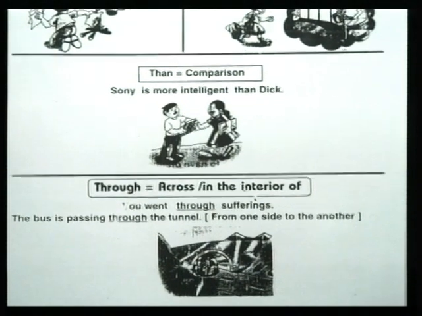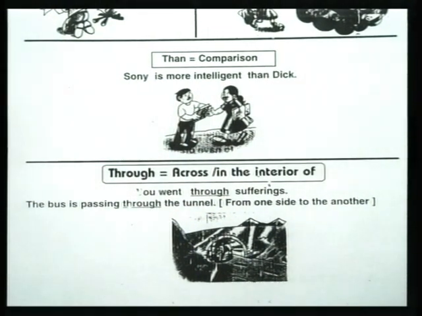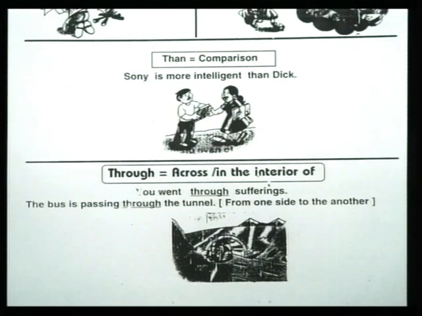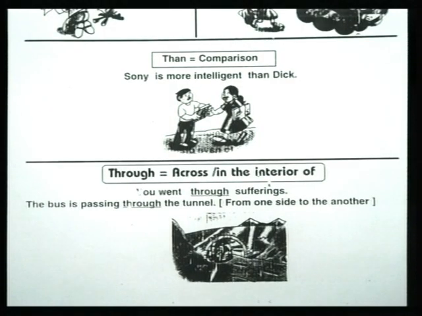Now we'll switch on to the next preposition, through. Through means across, in the interior of. The bus is passing through the tunnel. Whenever you go by rail, you always have to pass through the tunnels. So you can say, yes, the train passed through the tunnel. Means from one side to the other. I hope you all are clear with the prepositions.